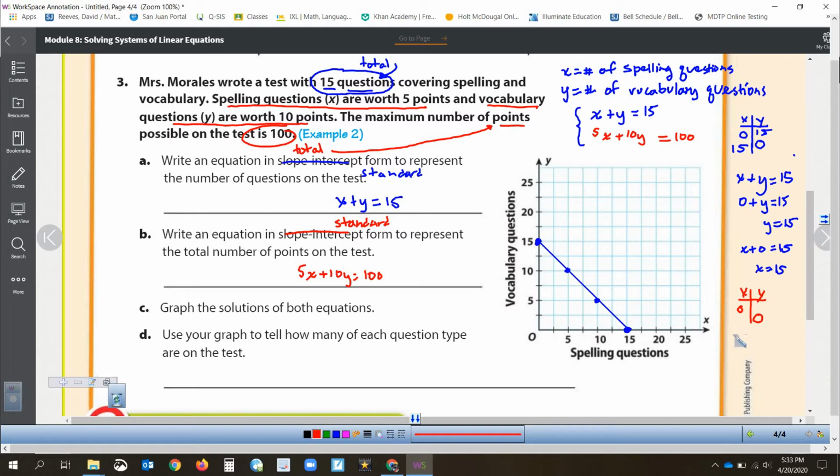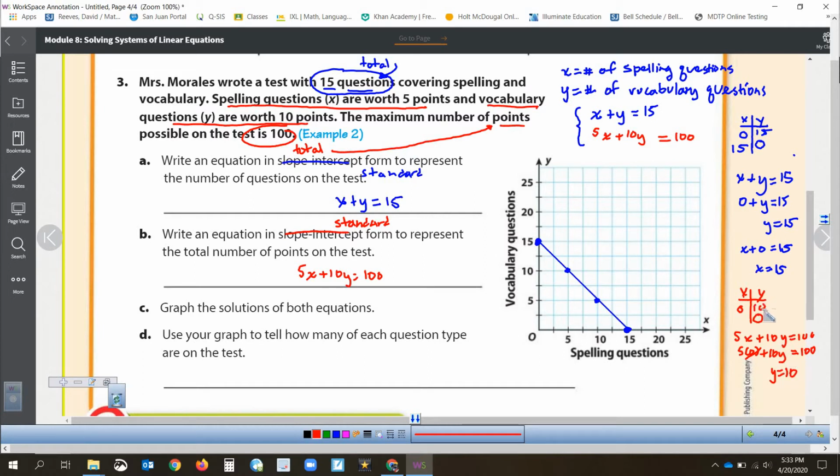So I have my equation 5x plus 10y equals 100. The first thing I'm going to do is put in 0 for x, so 5 times 0 plus 10 times y equals 100. When I divide by 10, I get y is equal to 10.